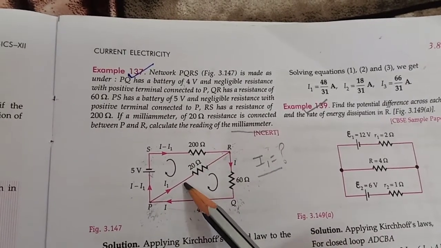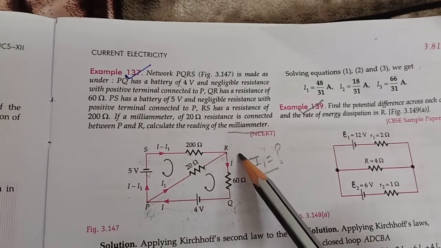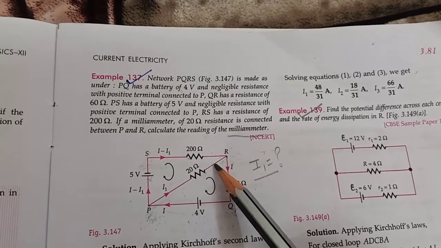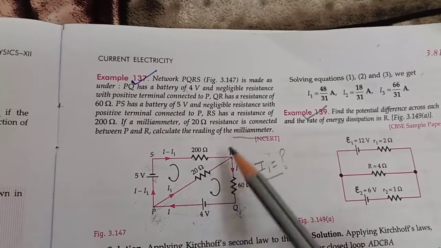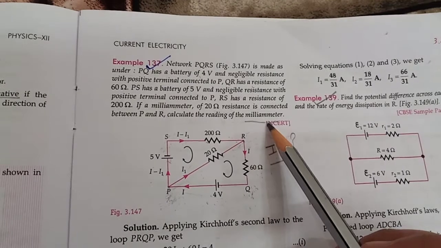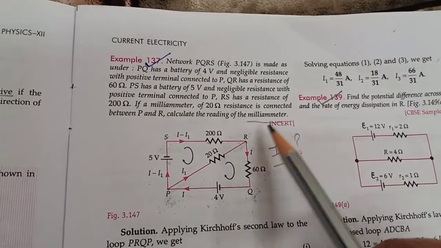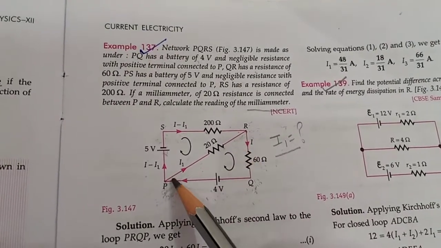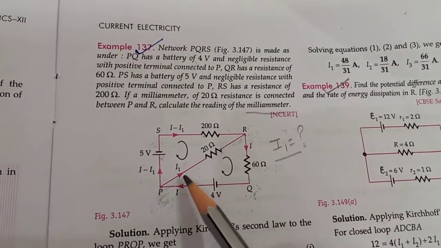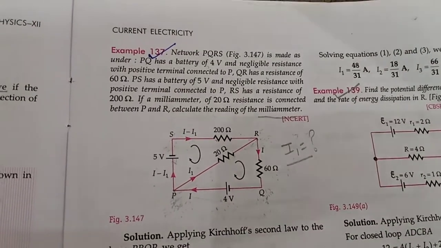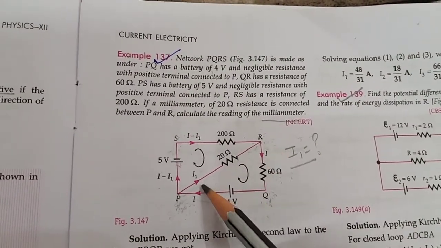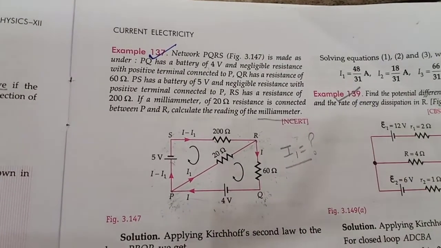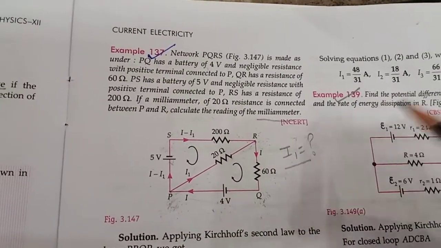RS has a resistance of 200 ohm. If a milliammeter is connected between the point PR and the resistance of this portion is 20 ohm, then calculate the reading of the milliammeter. Here the purpose of the milliammeter is to measure the current which is flowing through the branch PR of the circuit. As it is clear from the circuit diagram, the current flowing through the branch PR is I1. So we have to find out the value of I1.